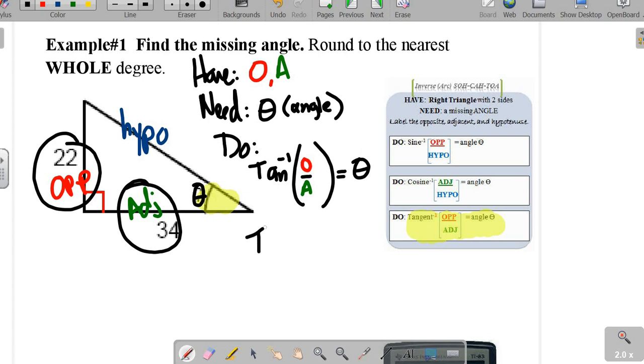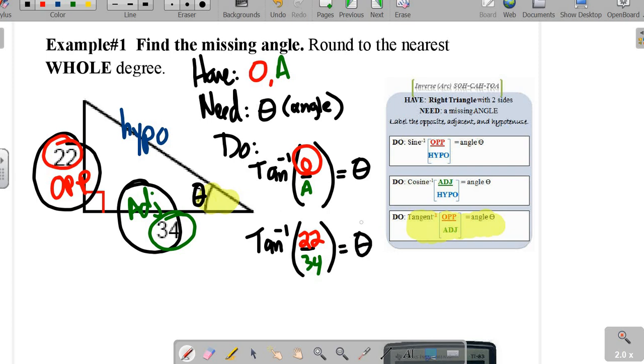Don't touch your calculator yet. Inverse tan, parentheses, opposite 22, adjacent 34 gives you your angle theta. Wow, look at that. This is going to be so easy.